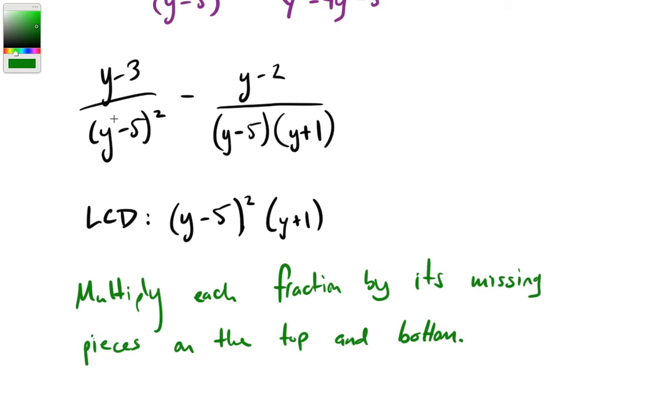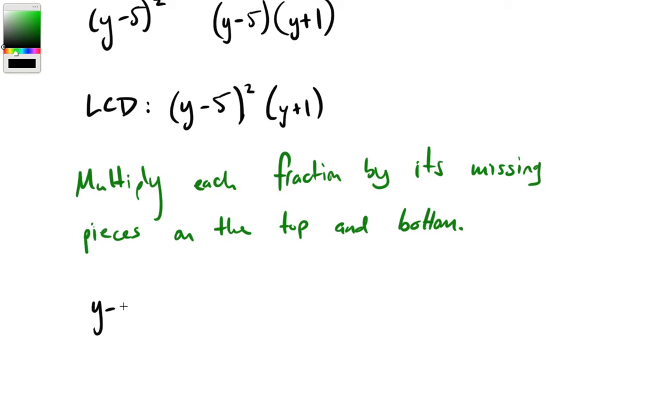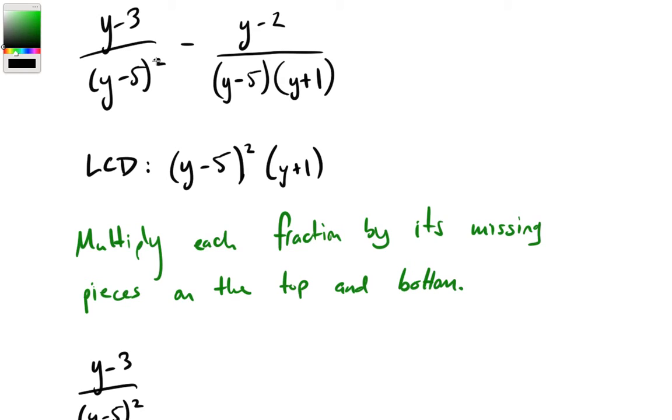Okay, so what does this expression in green mean? So let's just go ahead and work this. So y minus 3 over (y minus 5) squared. That was our first fraction, the one here.